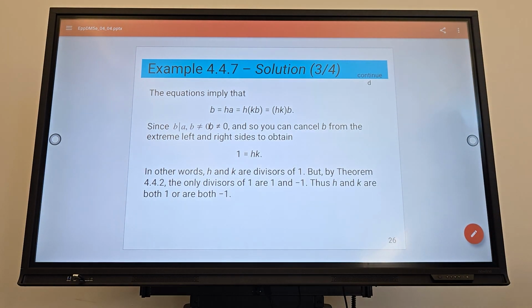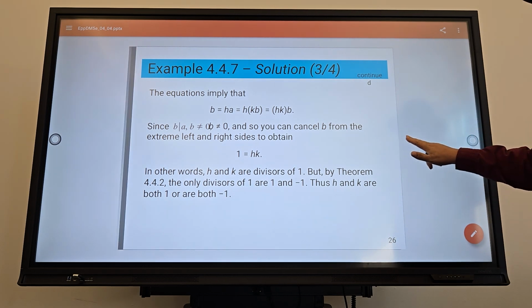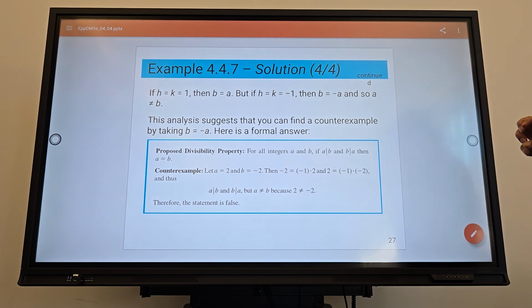And H and K are divisors of 1. But by theorem 4.4.2, the only divisors of 1 are 1 and minus 1. Thus, H and K are both 1 or both are minus 1. If H equals K equals 1, then B equals A. But if H equals K equals minus 1, then B equals minus A. So A does not necessarily equal B.